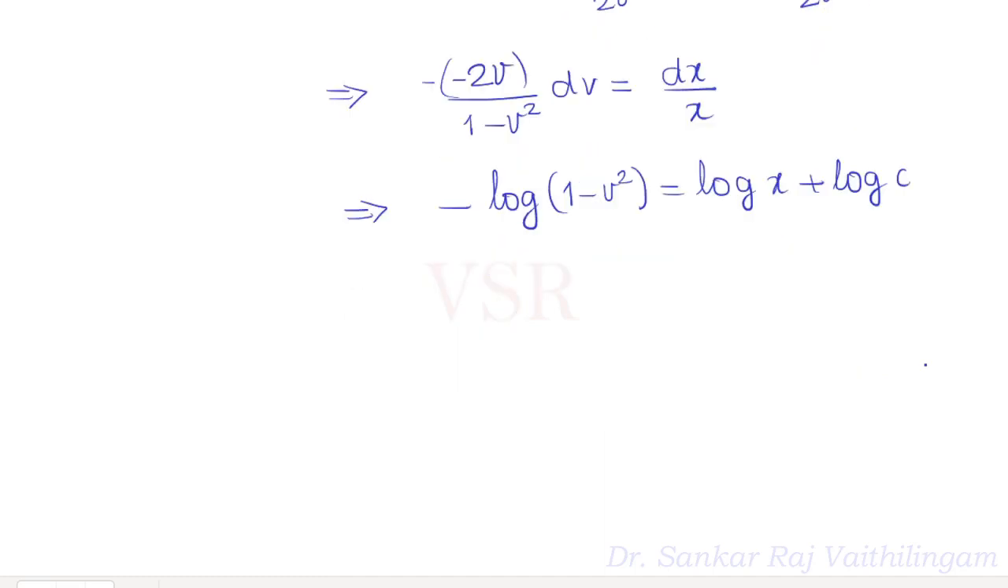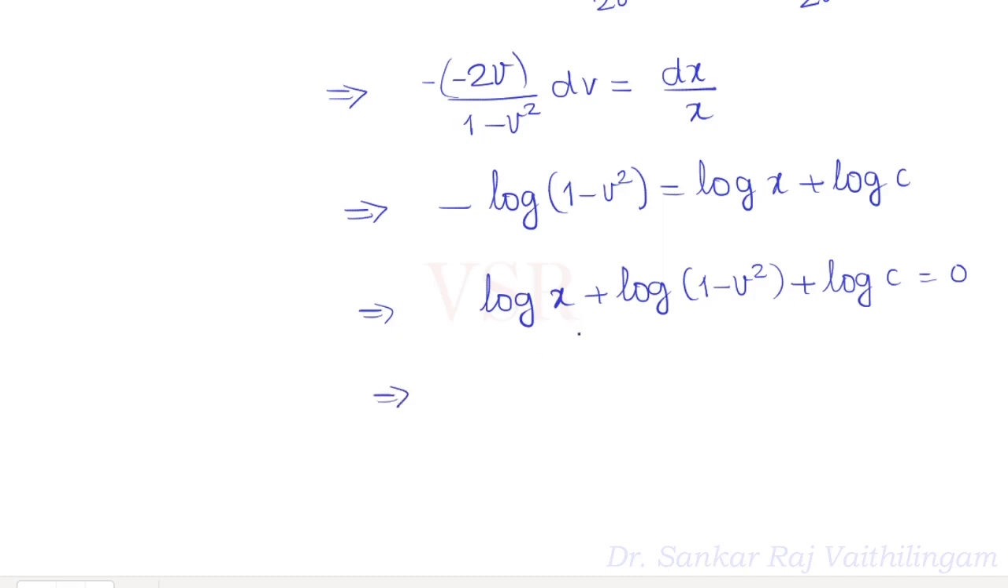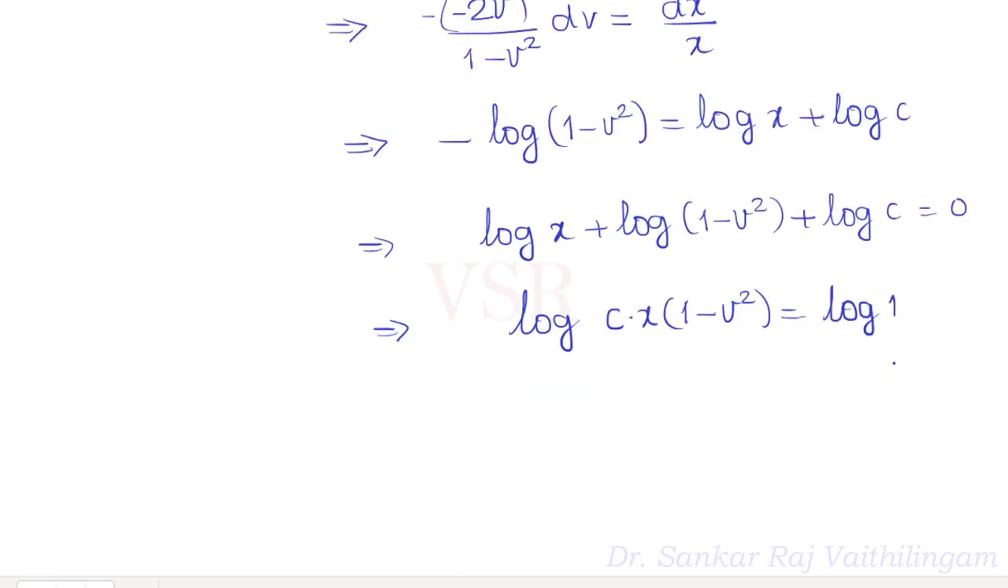Let us write everything in one line. Taking it to the other side, log x plus log of 1 minus v square plus log c is equal to 0. Multiplying it all, log of c times x into 1 minus v square is equal to 0. We can write 0 as log 1, since log 1 is 0.